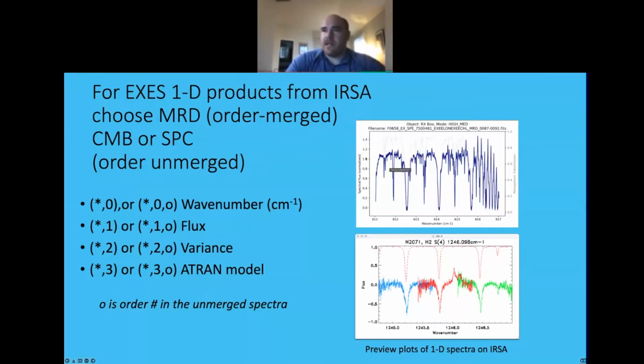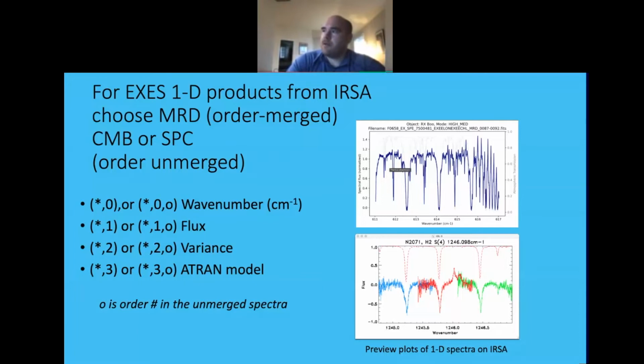And the structure of those data files is listed below, where EXES works in wave numbers, or the data products are in wave numbers. The second plane is flux. I'll have the units on a note in the next slide. And then the variance of that flux. And then it includes a pasted-on ATRAN model that hasn't been adjusted in any way to the atmosphere other than having it share the same wavelength scale as the spectrum.